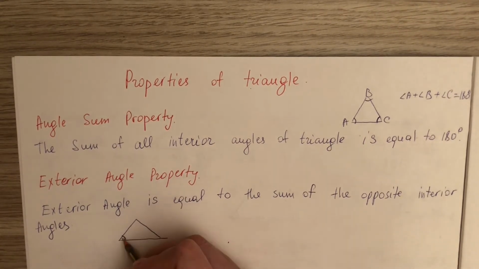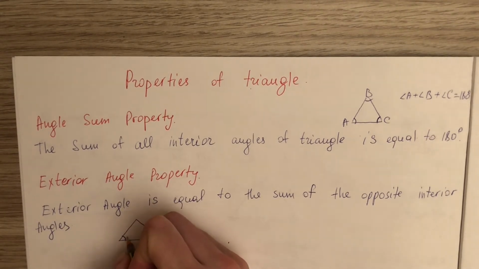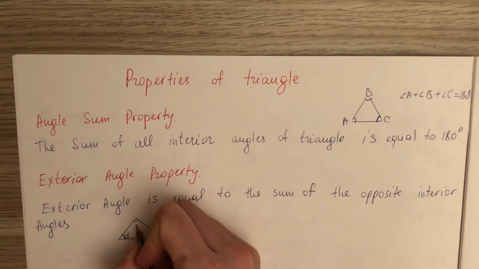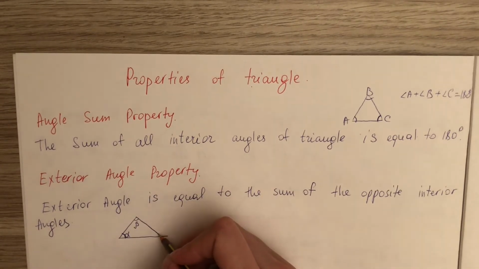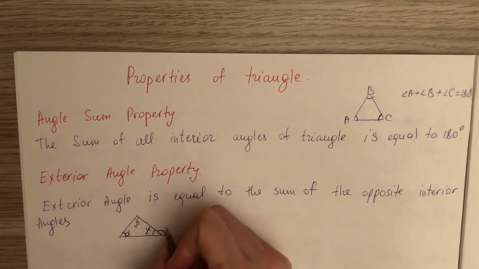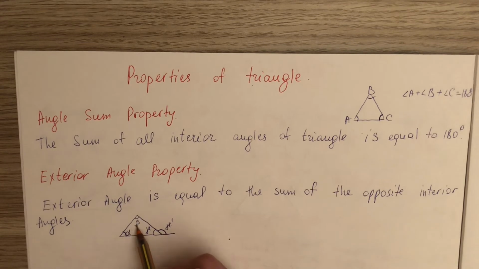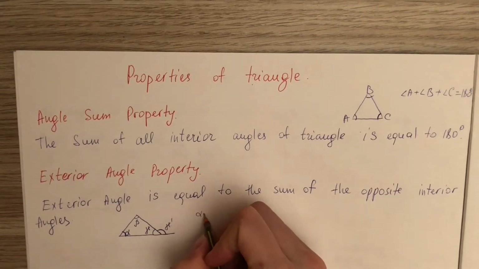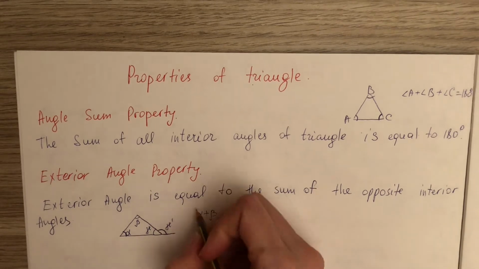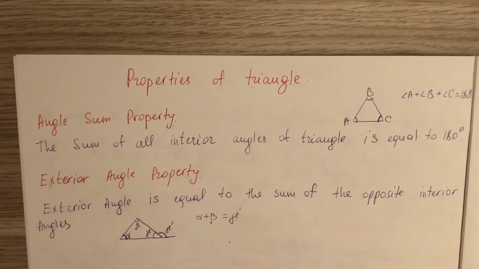Let this be our triangle. Let it be angle alpha, let it be angle beta, and let this be the exterior. This is angle gamma, the interior angle. Let it be gamma prime, the exterior angle. So the opposite interior angles of gamma prime are alpha and beta. So the sum of alpha and beta should be equal to gamma prime.